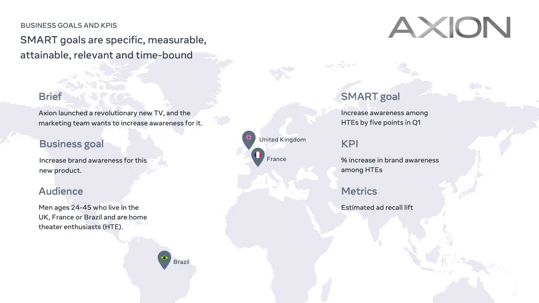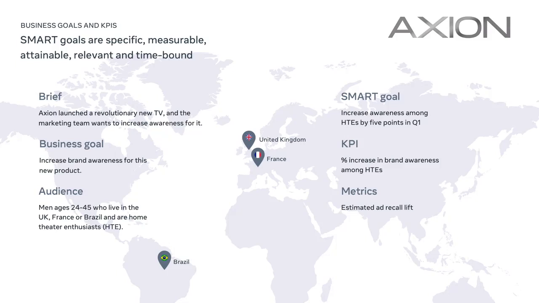This goal is both specific and measurable. Axion is a fictional brand, but let's assume the goal is attainable. The team's objective is to increase awareness, so it is relevant as well. Lastly, they want results in Q1, so it's definitely time-bound.